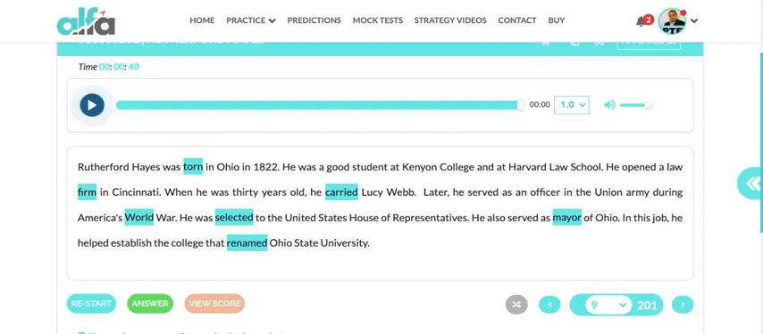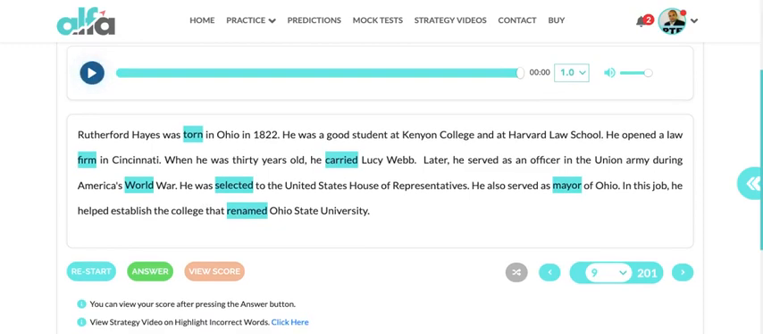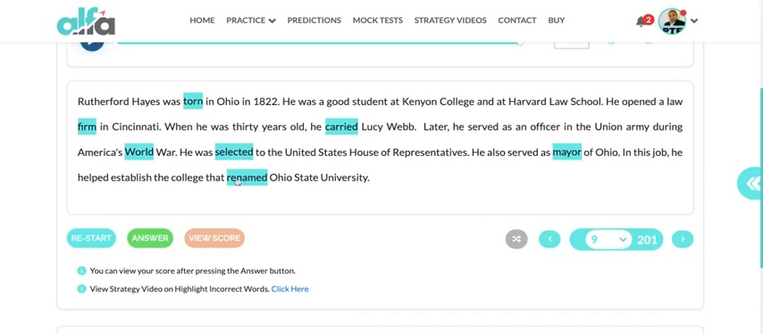Okay, so those were the correctly said words. जस्तो उसले टर्नको सट्टामा बर्न भन्यो, अनि फर्मको साटोमा I think it was the word office. Then there was carried, and the audio said married. So later he served as an officer in the Union Army during America's World War थिएन, अर्को के war थियो, Cold War थियो I think maybe. So he was selected and he was elected, and then mayor, I don't know, representative. There was a wrong word over there, and he renamed.